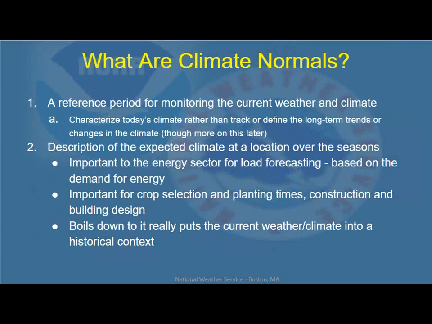Another reason that it's important is for crop selection and planting times, construction and building design. As the normals change, you're going to have different crops and different plants that are going to work well in particular regions. But ultimately, for most folks, it really boils down to putting the current weather and climate into a historical context, in relation to what weather's been happening. That's mostly what we refer to it as. When we're looking at our highs and lows of the day, we're comparing it to what's happened over the last 30 years.